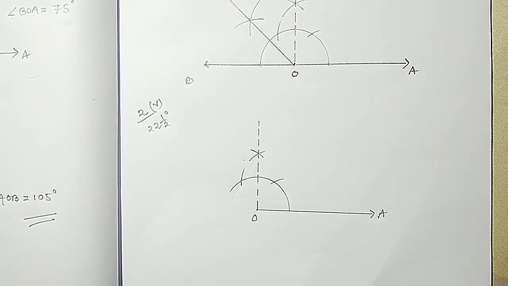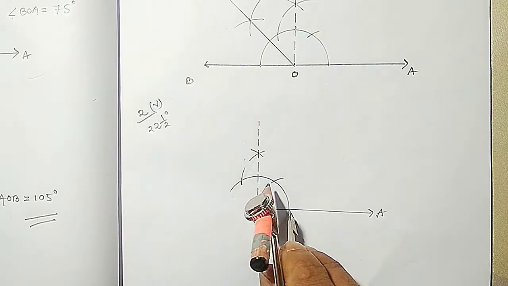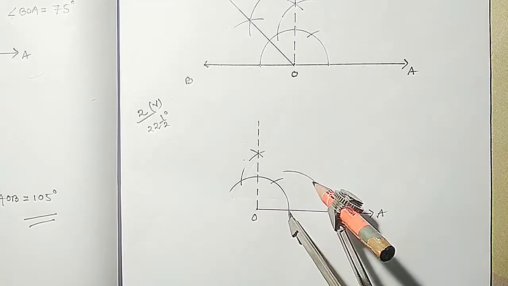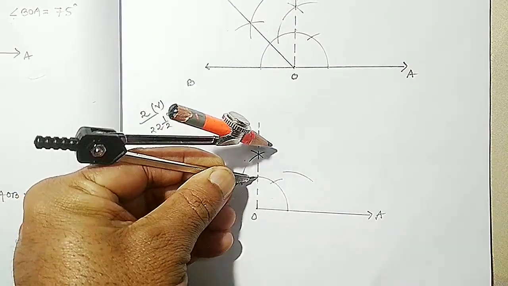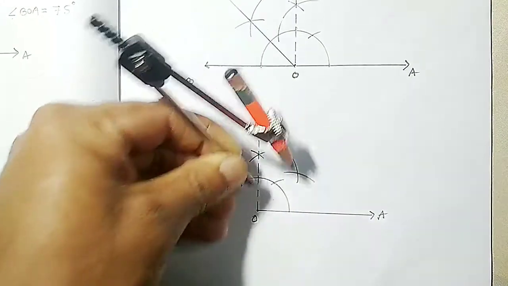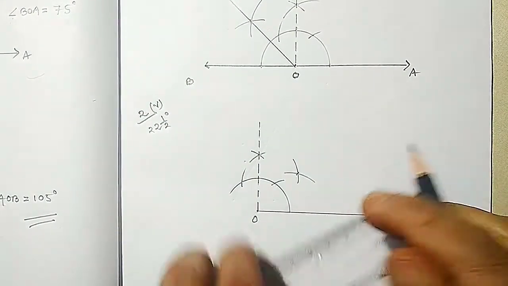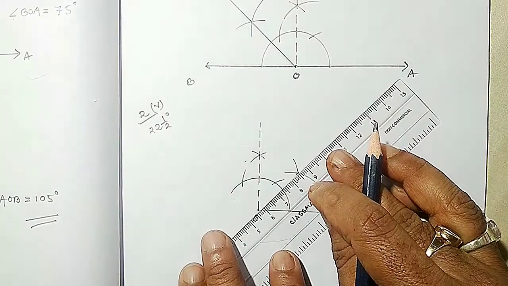So after doing 90 degrees, what we have to do? We have to bisect the angle, because if I bisect 90 degrees, I am going to get 45. Taking this point as center, taking more than half, I am going to draw one arc. With the same measurement from this point, we have to draw another arc. And if I join this point with this, I am going to get 45 degrees. Let me join these 2 points now.